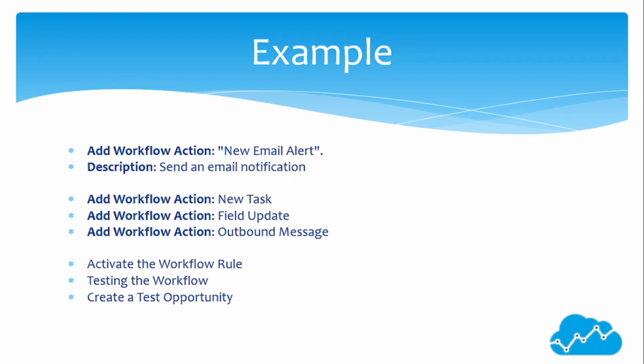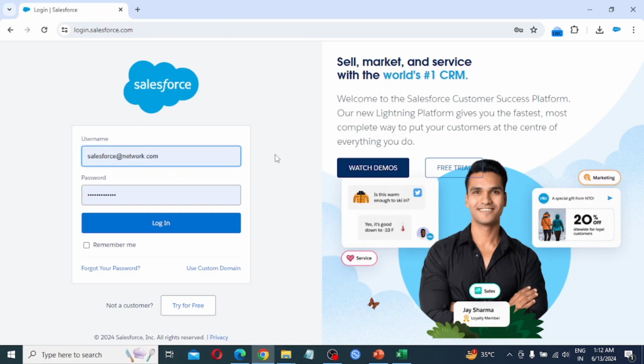Description. Send an email notification. Add workflow action. New task. Field update and outbound message. Activate the workflow rule. Testing the workflow. Create a test opportunity record. So to do the practical, just log into our Salesforce account.